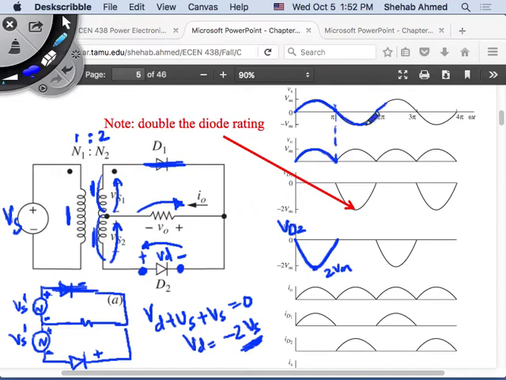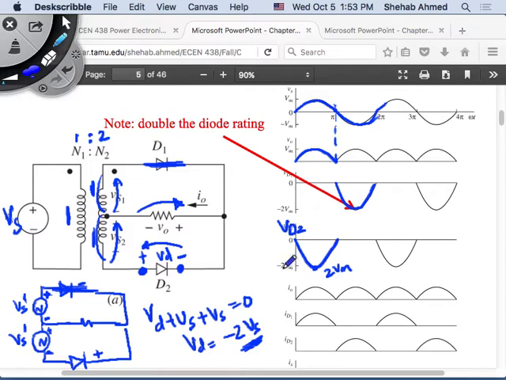Negative half cycle. We just flip everything around, right? These power supplies are flipped. Instead of positive on top, negative on the bottom, we just flip everything. If you flip everything, which diode will conduct? Diode 2 will conduct, diode 1 will be open circuit. What voltage will it see across it? Minus 2 times Vmax. Same thing. Minus 2 times the supply voltage, twice the supply voltage but negative.